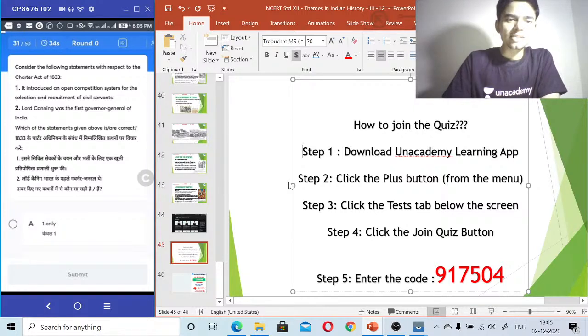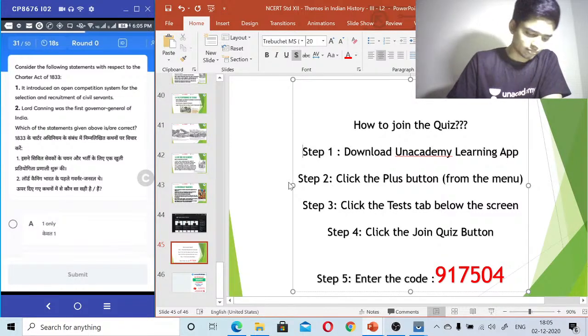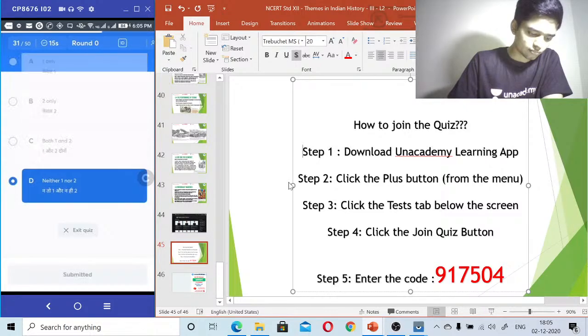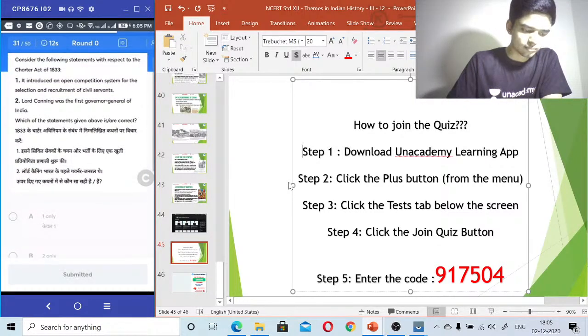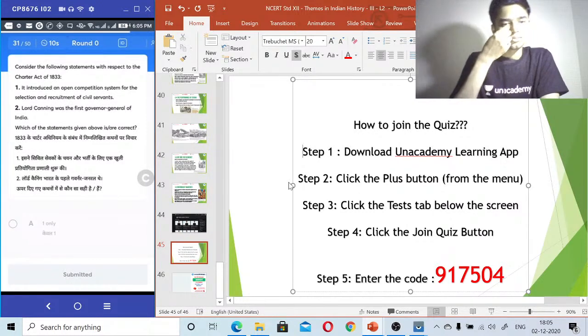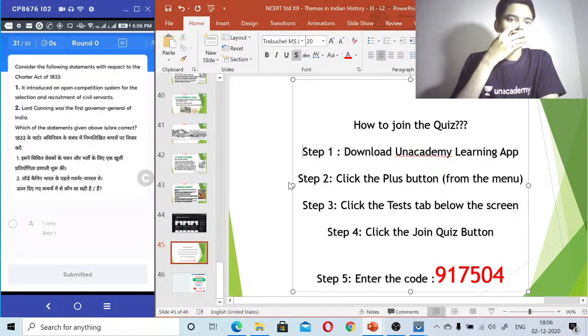31. Consider the following statements about Charter Act of 1833. 1. It introduced an open competition system for the selection and recruitment of civil services. 2. Lord Canning was the first Governor General of India. Which of these statements given above is or are correct? Regarding the Charter Act of 1833, choose the correct answer. Time is up.